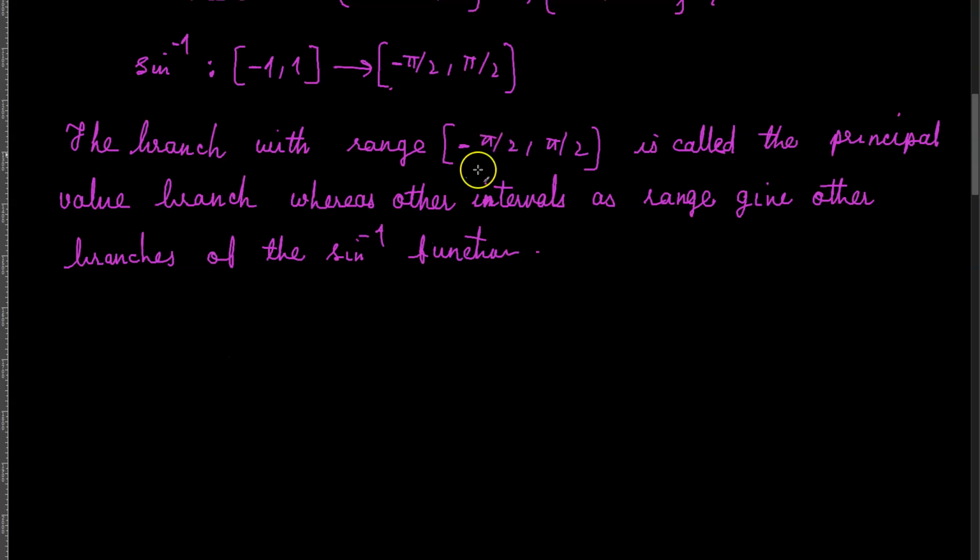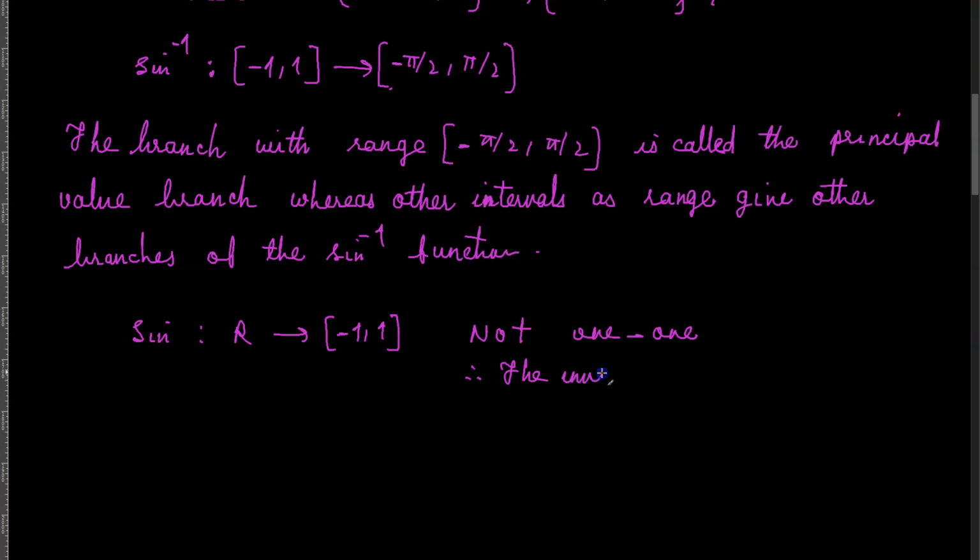function as, basically, normally the sine function is a function that goes from the set R to negative 1 to 1, right? And of course, the function is not 1-1, and of course, therefore the inverse does not exist.